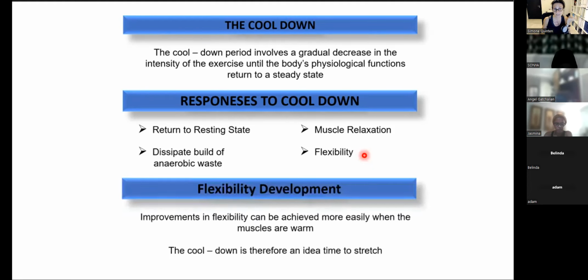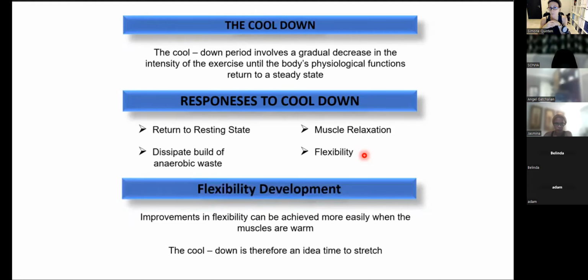So with flexibility development, improvements in flexibility can be achieved more easily when the muscles are warm. So usually you try not to do that straight away. Even if your client comes only for 1 hour of flexibility stretching, like when we're going through the partner stretches, which we go through.